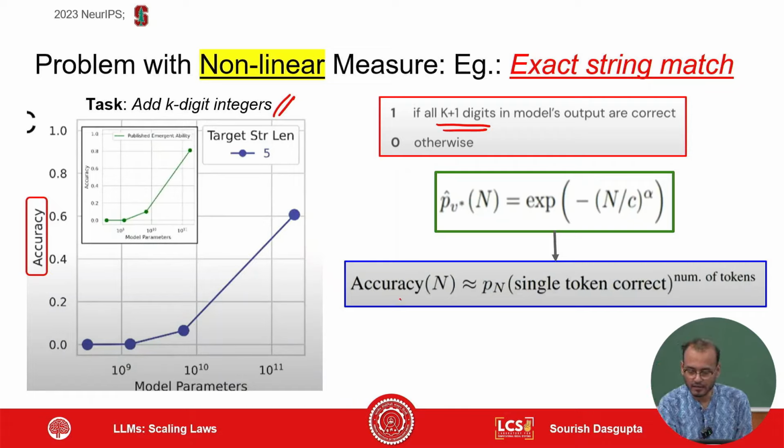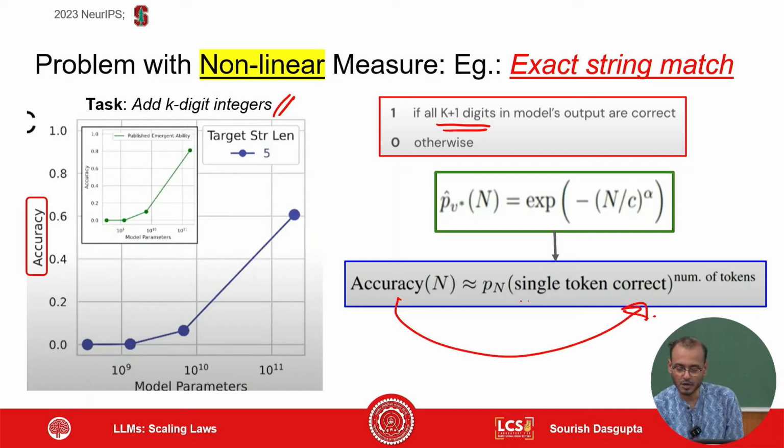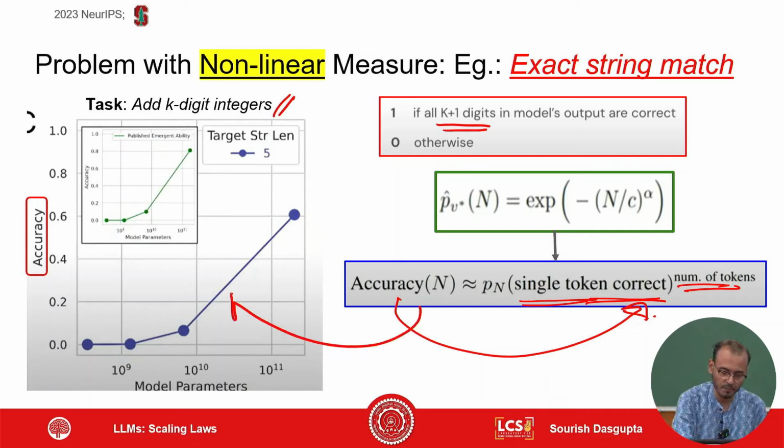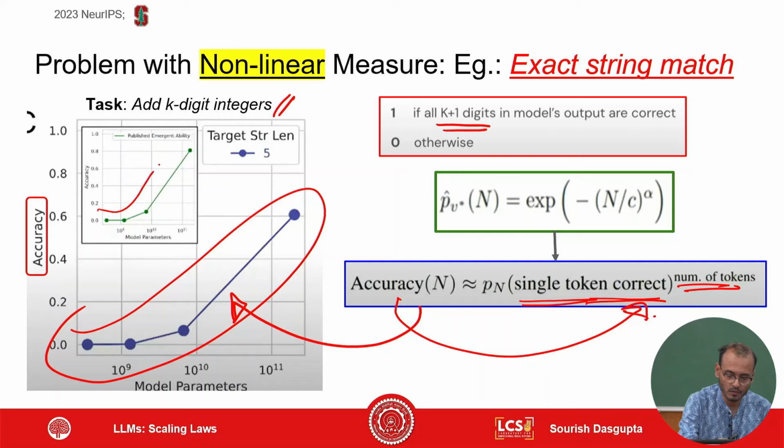And which means that they kind of reformulated the accuracy to be like this. So the probability of a single token being correct, raised to the number of tokens, right? So that's the joint probability. So they looked at it from that point of view. And when they plotted it in terms of the model, the shape of this curve looked very similar to what was published.